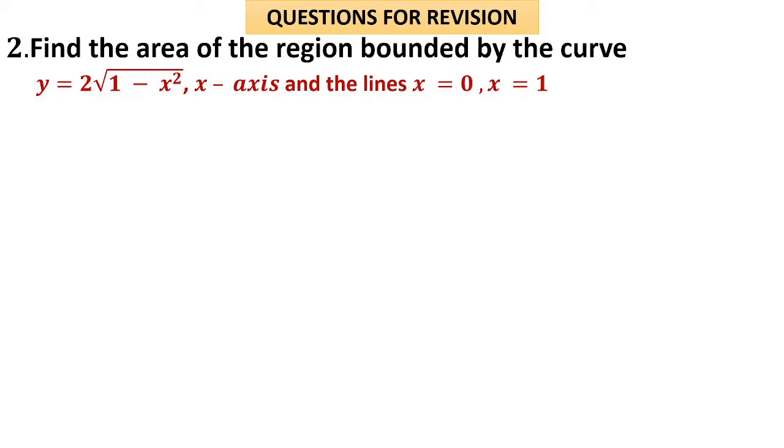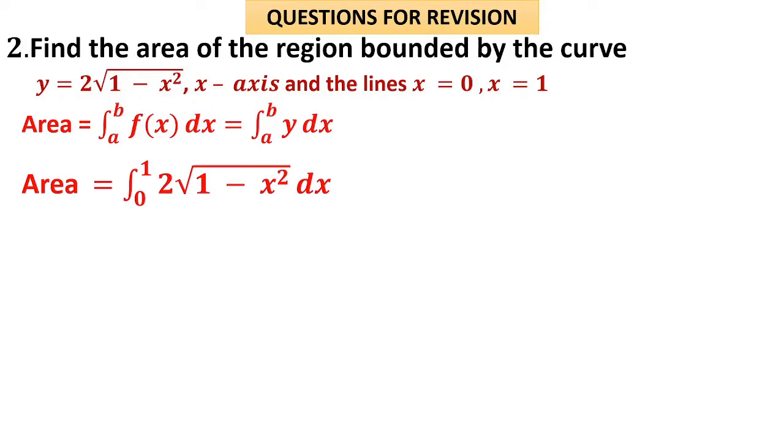In some of the problems they will give y directly, or some of the problems they will square both sides. y square is equal to 4 into 1 minus x square. Then they will give it as a formula of a circle or an ellipse. Here the x-axis is given and the lines x is equal to 0 and x is equal to 1 are given. But we can start directly.